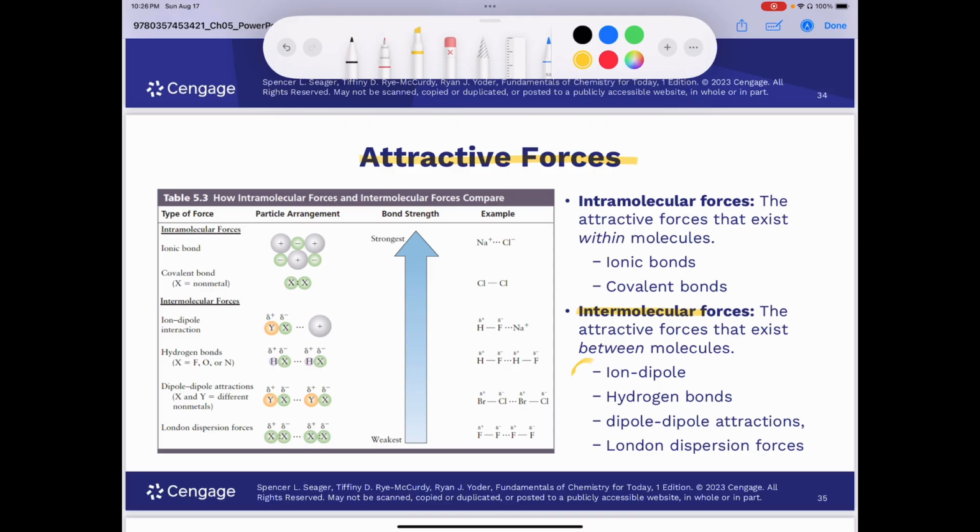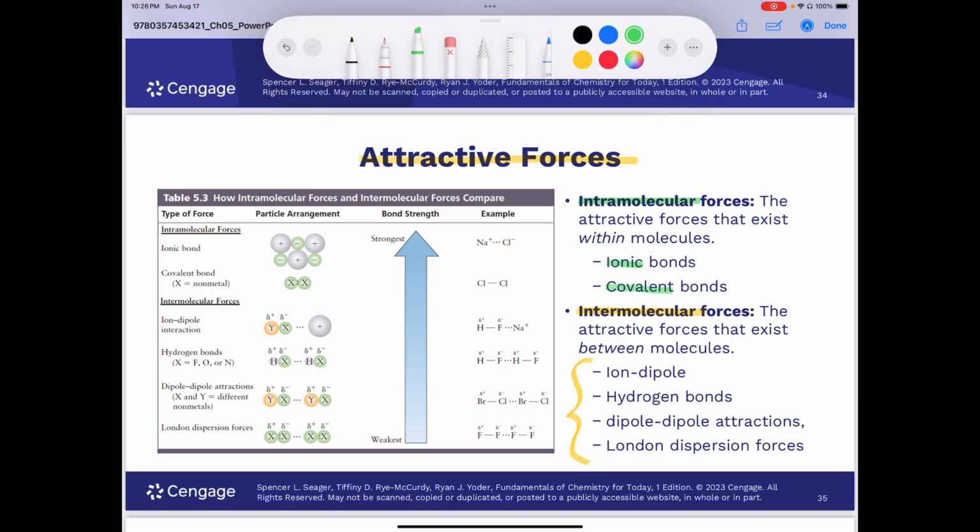And so there's four types that we're going to be concerned with in this class: ion dipole, hydrogen bonds, dipole-dipole interactions, and London dispersion forces. An intramolecular force, if you imagine if somebody said, I'm traveling intranationally, all that would mean is they're traveling inside a country. I'm going from Kansas to Missouri. I'm traveling intranationally, right? So the attractive forces within a molecule, like covalent bonds, that would be an intramolecular force. Or if you have an ionic compound, for example, ionic bonds, those would be intramolecular forces.